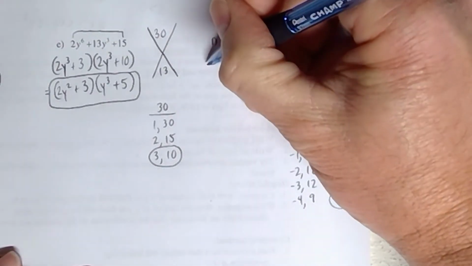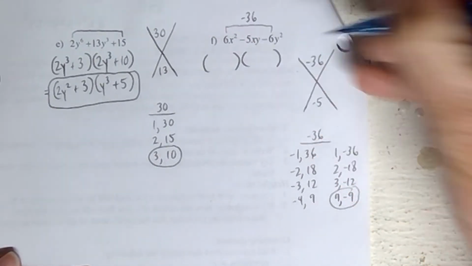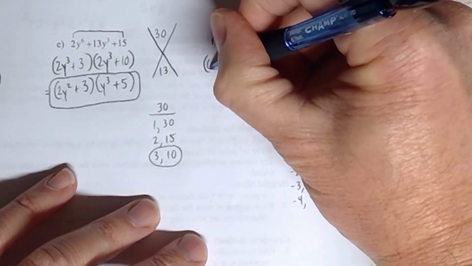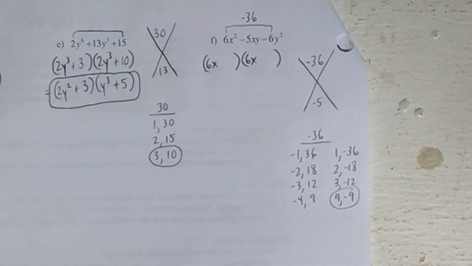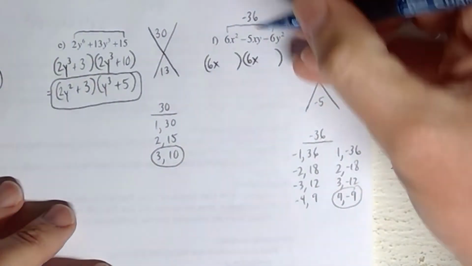So what do we got here? We're going to do... Again, if it's 6x squared, we're going to do 6x and 6x. Again, you cut the exponent in half. All right, so 2 becomes x to the first. And then we put our numbers in there.